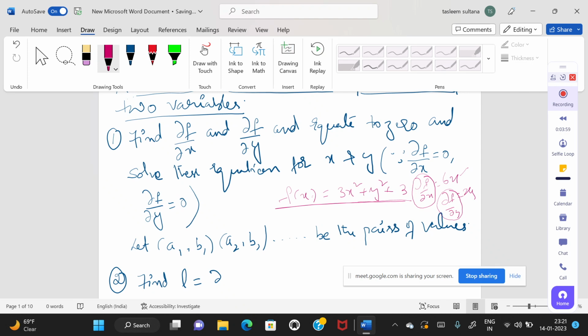Ma'am, I didn't get that part, how to solve the equation. Oh, ma'am, if it's a quadratic equation? Not a quadratic equation, ma'am, whatever equation we got, 6x and 2y.